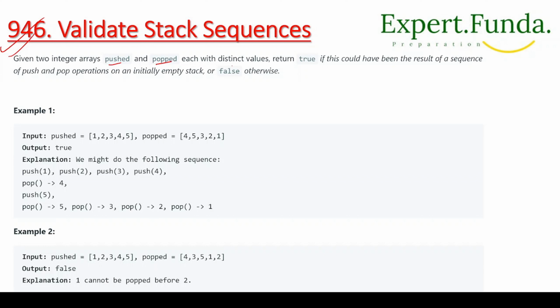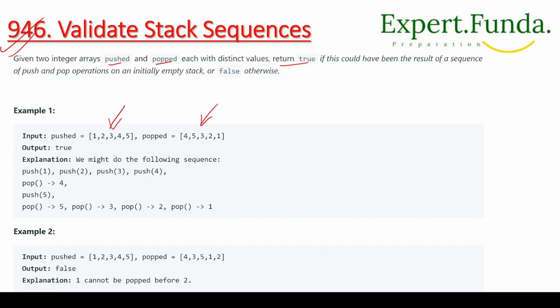And we have to return true if the result of the sequence works while we are pushing and popping. Both operations we are doing on an initially empty stack. We take an initially empty stack and perform these push and pop operations, and if the elements are validated, we return true, otherwise false. So this is the push array and this is the popped array.